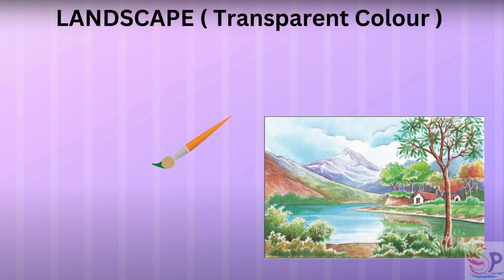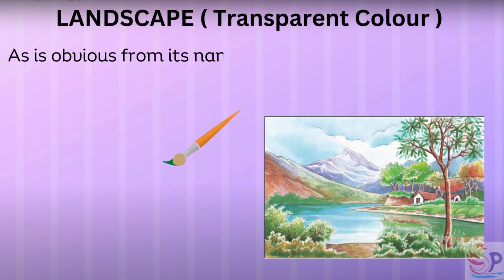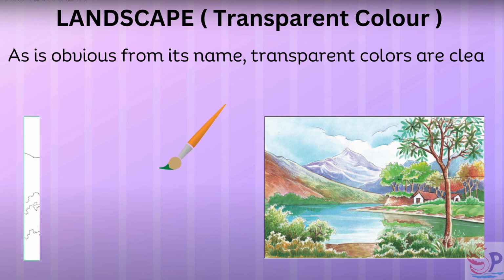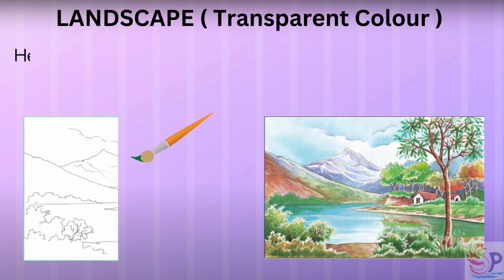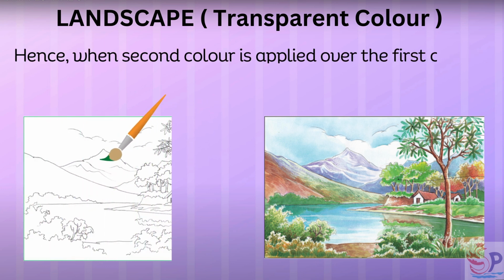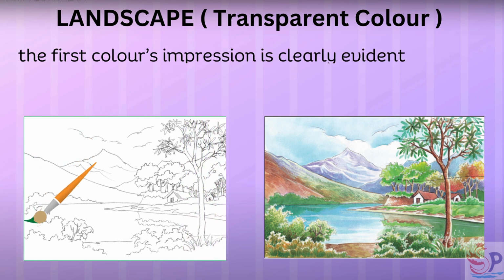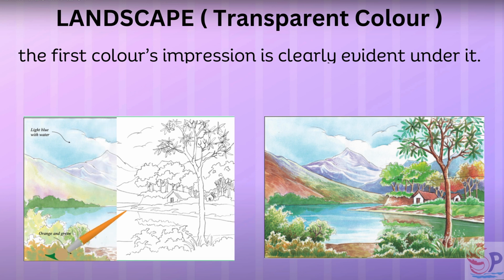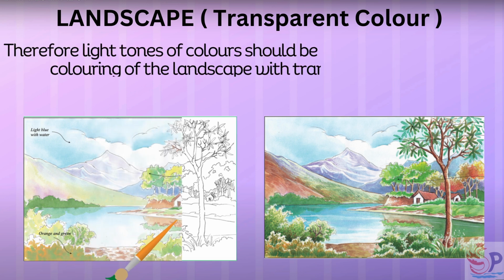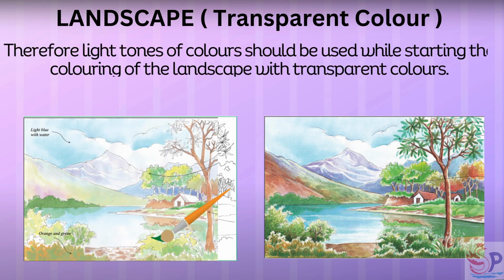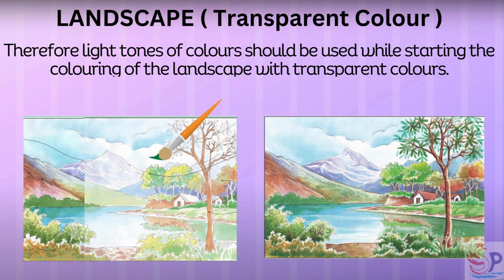Landscape, transparent color. As is obvious from its name, transparent colors are clear. Hence, when a second color is applied over the first color, the impression of the first is clearly evident under it. Therefore, light tones of colors should be used while starting the coloring of the landscape with transparent colors.